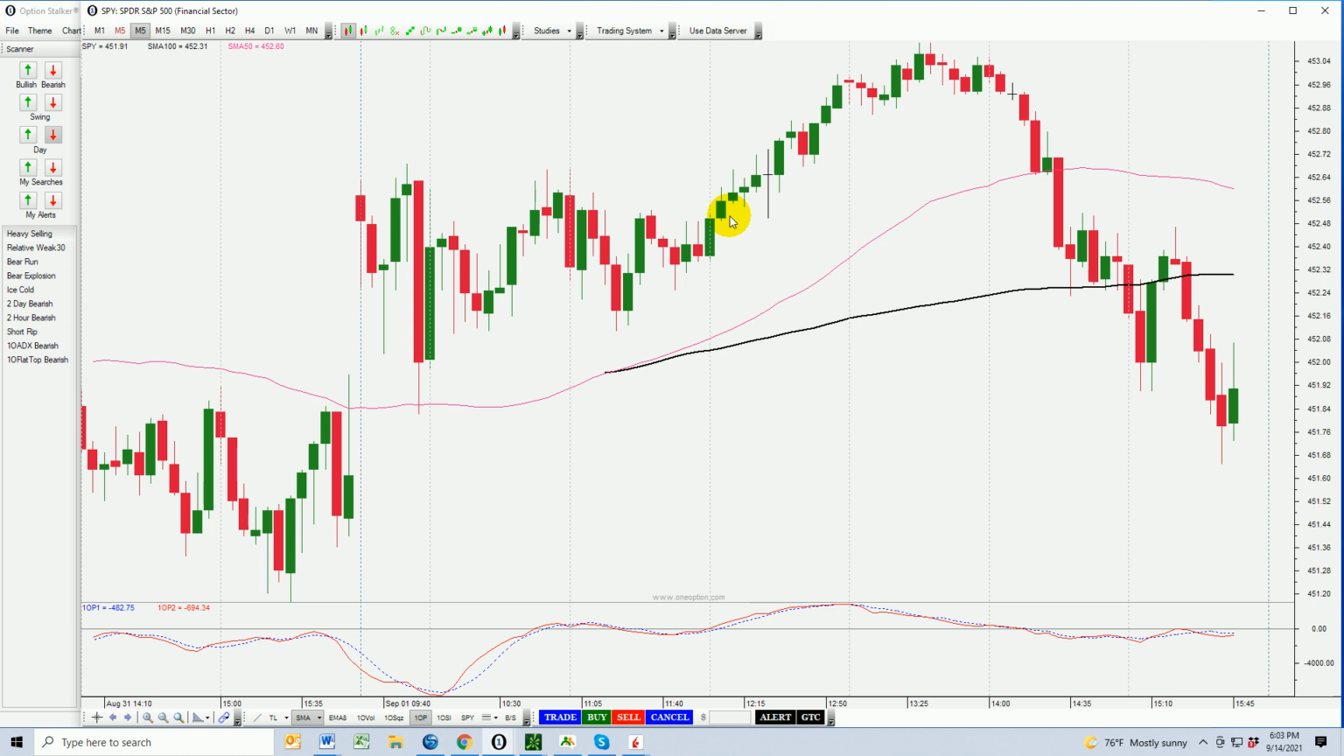So yes, I can trade the S&P 500 successfully. Most people can't. And even though I can trade it successfully, there's still a much bigger edge in trading the underlying stock. If you're trading the underlying stock, that's where you want to be.